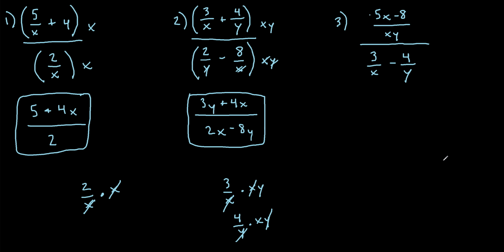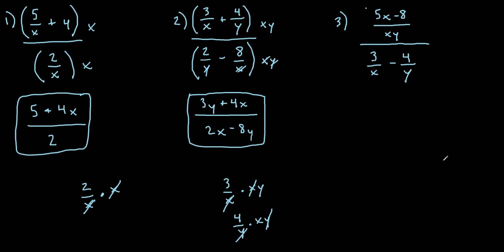Now let's check out our last example. We have 5x minus 8 over xy divided by 3 over x minus 4 over y. So once again, we'll look at all the fractions in this expression. We'll say, what is the least common denominator of all the fractions? Well, in this fraction, we have an xy as the denominator. In this fraction, we have an x, and in this fraction, we have a y. So once again, the least common denominator for all three of these would just be an xy. Because if we multiply each of those fractions by xy, it would no longer be a fraction.